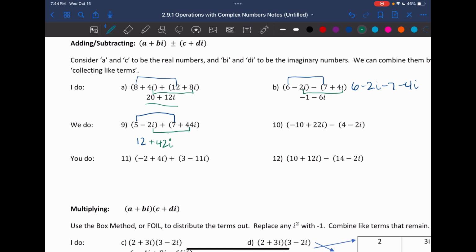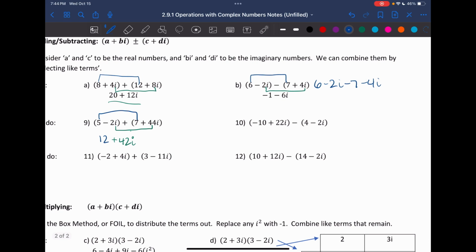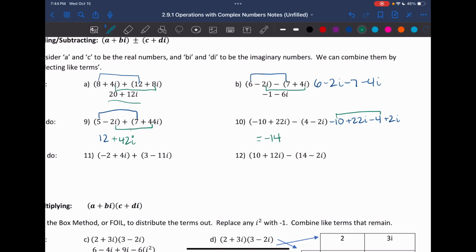For number 10, I personally am someone who likes to rewrite it and then combine. So I have negative 10 plus 22i minus 4 minus 2i plus 2i. Goodness. So go ahead and combine like terms. So you have your values without the i, so negative 14. And then you have your values with the i, which is positive 24.